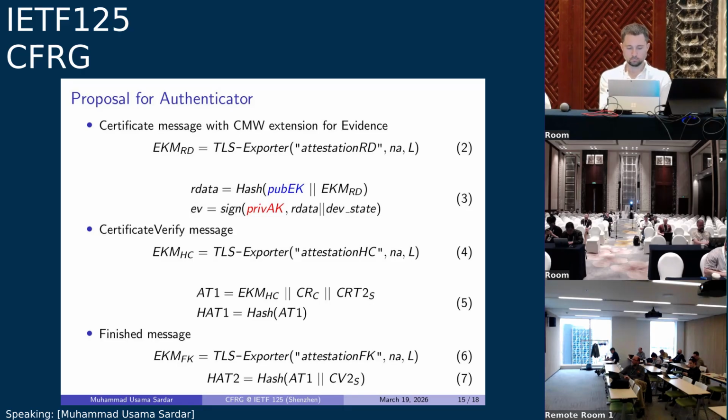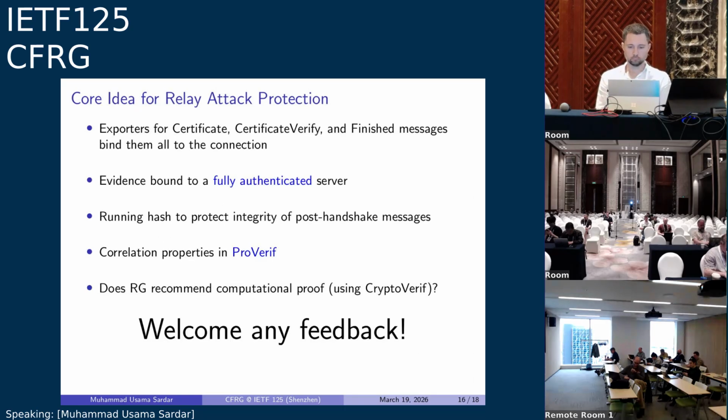You also see H1 and Ĥ1 and Ĥ2, which means that the integrity of all the messages is also protected. With that, the final idea, as I said, is that exporters ensure that they are all bound to the connection. Evidence is bound to a fully authenticated server all the way up to the server Finished. There is a running hash, as I showed, the Ĥ1 and Ĥ2 coming from RFC 9261. We just invoke those with new labels, but nothing changed. And we use correlation properties in ProVerif to do that.